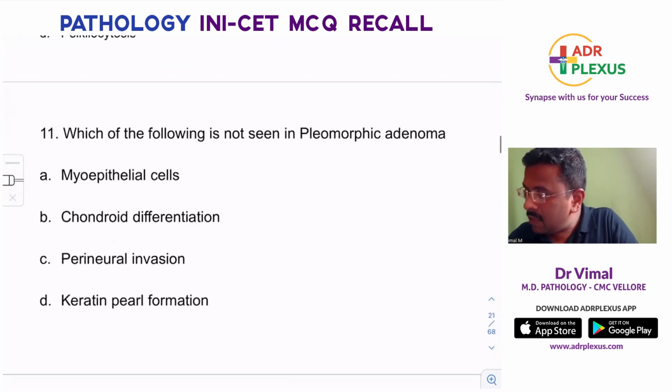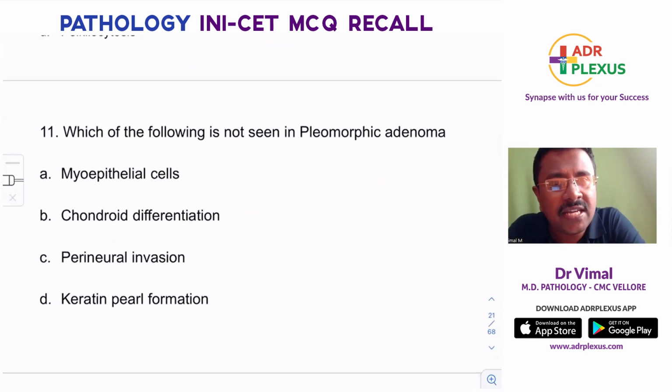Yes. So the next question is, which of the following is not seen in pleomorphic adenoma? So pleomorphic adenoma, all of us know that it is a benign tumor. It is actually a mixed tumor. Why is it called a mixed tumor? Because it has both epithelial and mesenchymal differentiation. So with mesenchymal differentiation, as you know, the supporting stroma of the tumor will be chondromyxoid, chondroid and myxoid. So the option of chondroid differentiation holds correct. It is seen in pleomorphic adenoma.